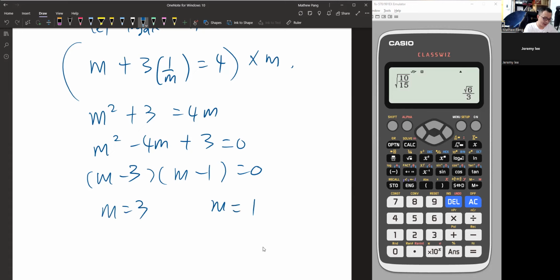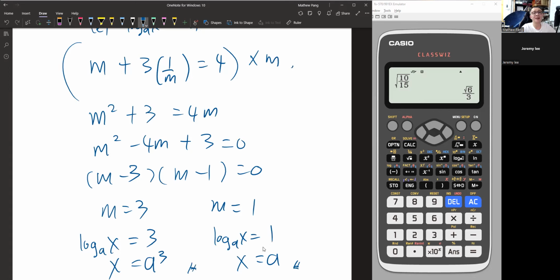And what is my m? My m is log a x, isn't it? So my x is a cubed. This is log a x equals 1. Then this one is a. Okay, just like this, x in terms of a. 5 mark question. This is not too hard. Okay, so make sure you know how to do it.